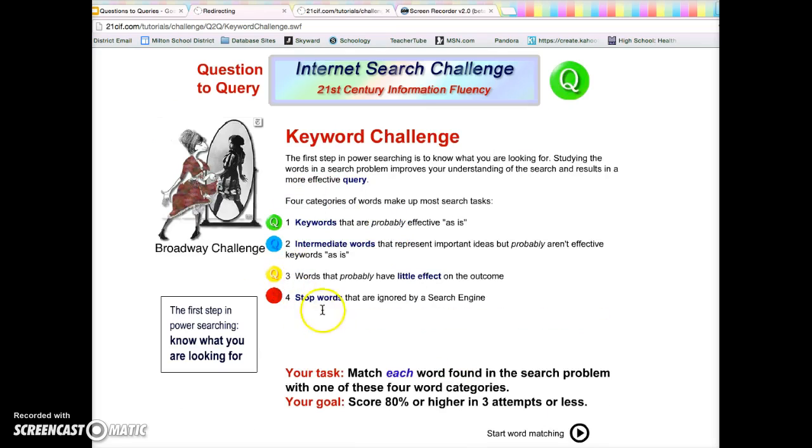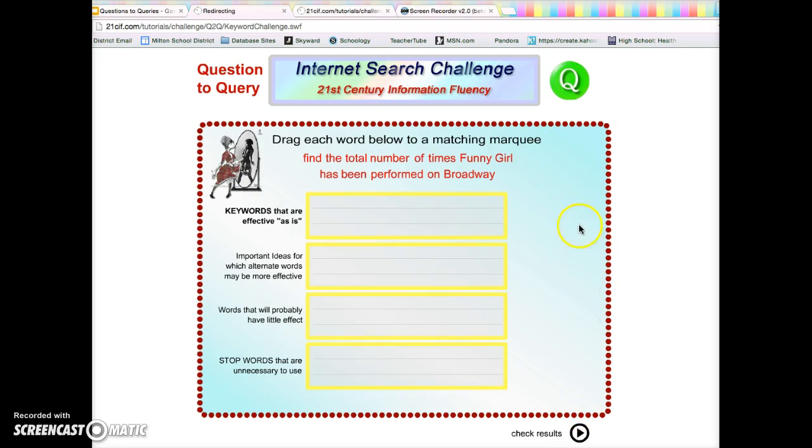As we talked about earlier, you're going to see the 4 different steps that we've gone through. Please note that they have changed the words that I used in my slideshow. If we begin, you will quickly see that you are identifying those 4 words. Those stop words that are unnecessary, such as on. You are looking for words that will probably have very little effect, as well as any important alternative ideas, and the key words. As I've already showed you, you're simply going to take the words and move them to the box where you feel they belong.